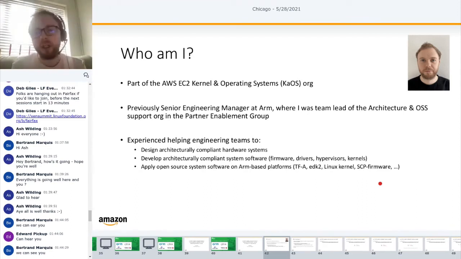So firstly, who am I? My name is Ash Wilding. I'm part of the Amazon Web Services EC2 kernel and operating system organization based in Cambridge. Before this, I was a senior engineering manager back at ARM, where I was a team lead of the architecture and open source software support organization. My background is in helping engineering teams to design architecturally compliant hardware systems, develop architecturally compliant system software components, and also apply certain open source software components on ARM-based hardware platforms. So things like TFA, Linux kernel, and the team will at some point be doing Xen as well. Obviously, there's ARM interaction with Xen now, with people like Bertrand and Rahul on the call.